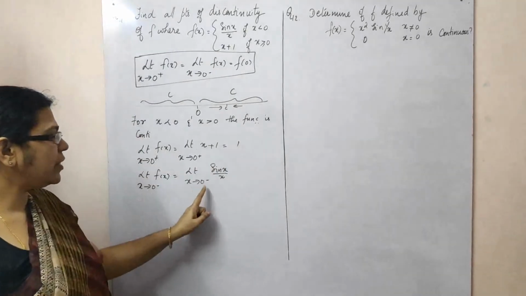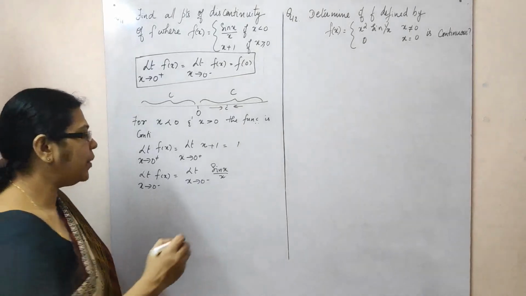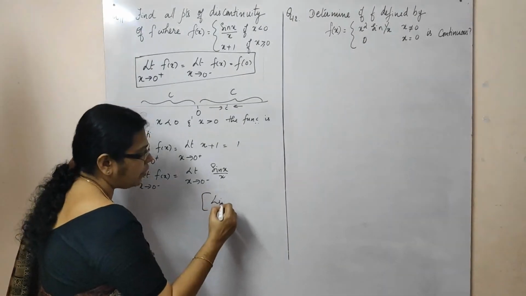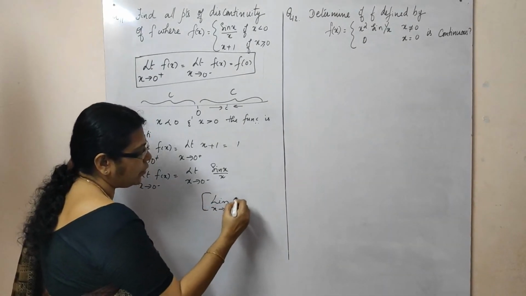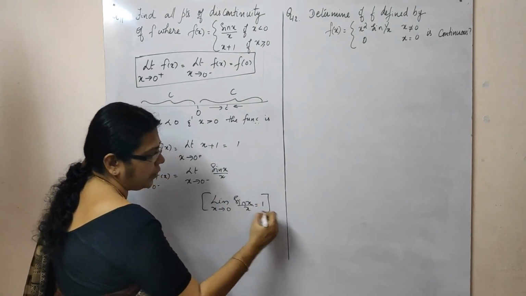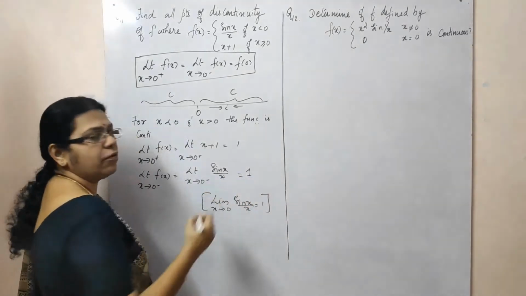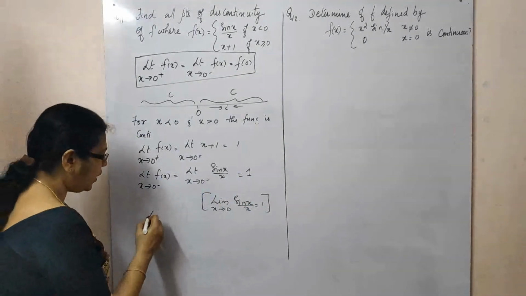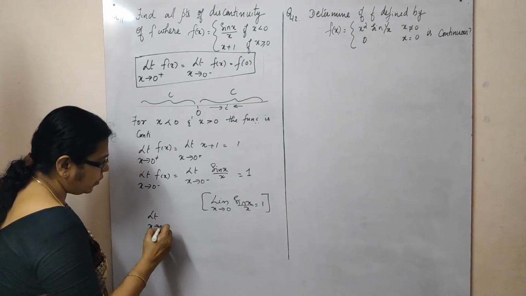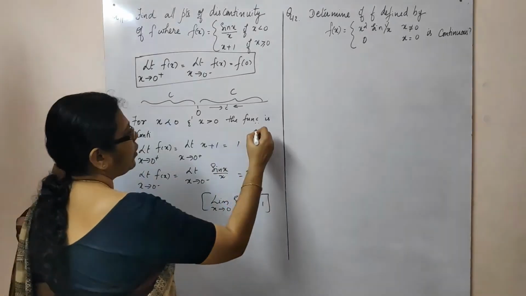Now, as the value of x tends to 0, what is the value of sin x by x? We know that the limit of x tending to 0 of sin x by x is equal to what? 1. Isn't it? So here in this function you will get this as 1. So what do you see? Limit x tends to 0 plus f of x. Now one more thing is there, isn't it? We need to check for f of 0.